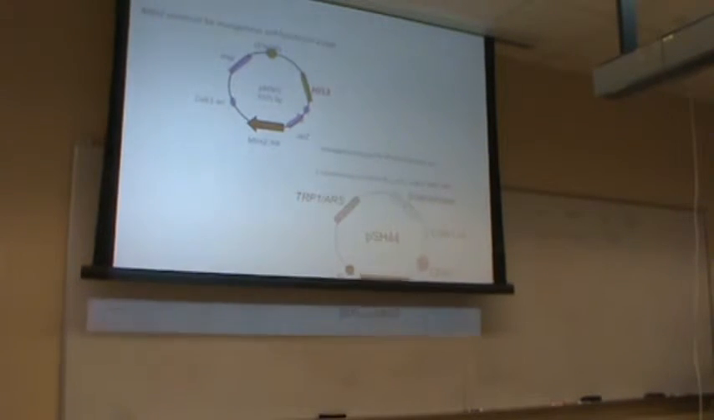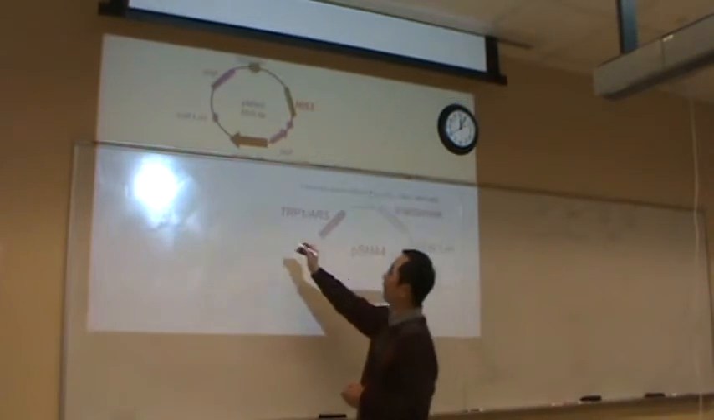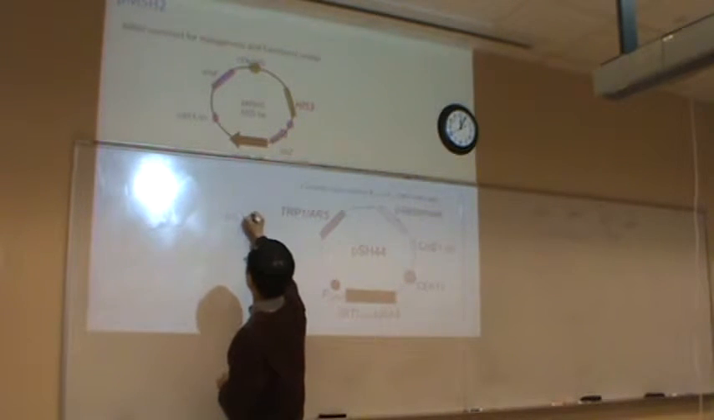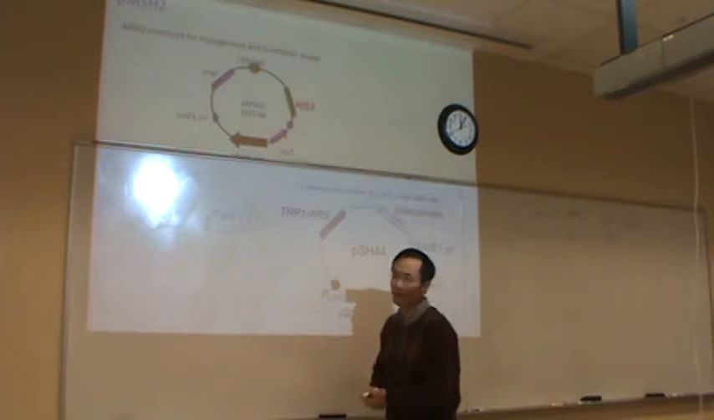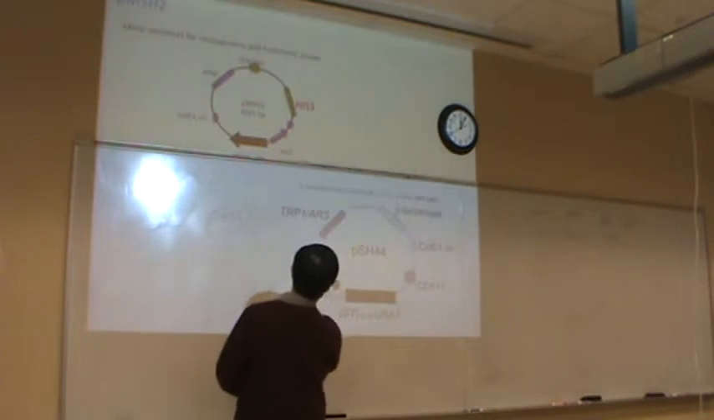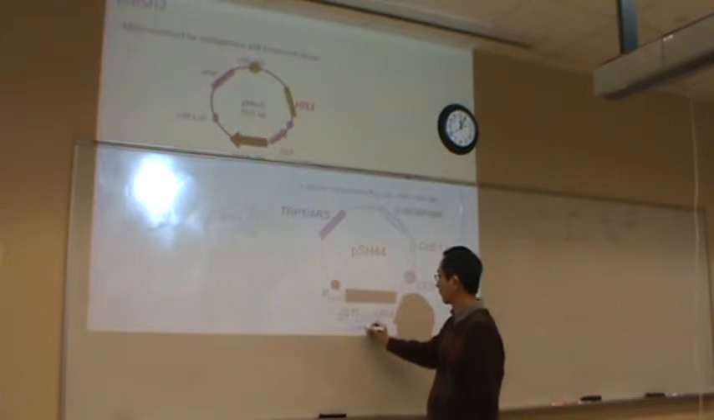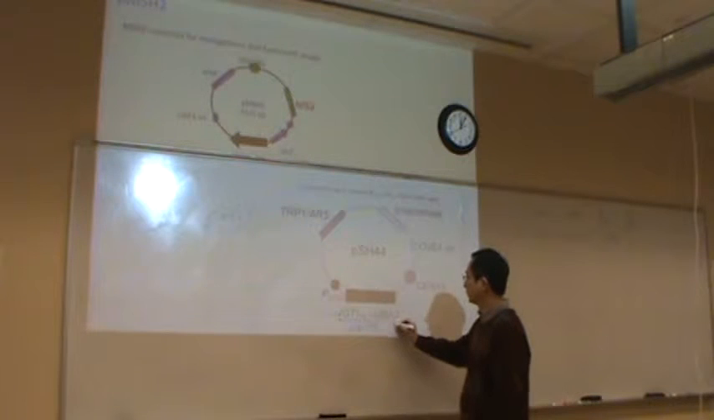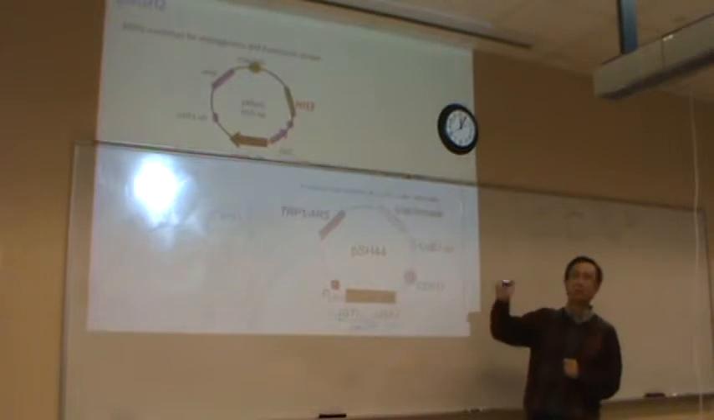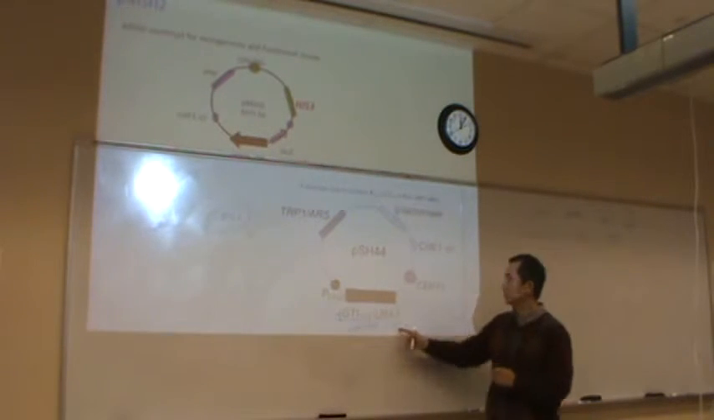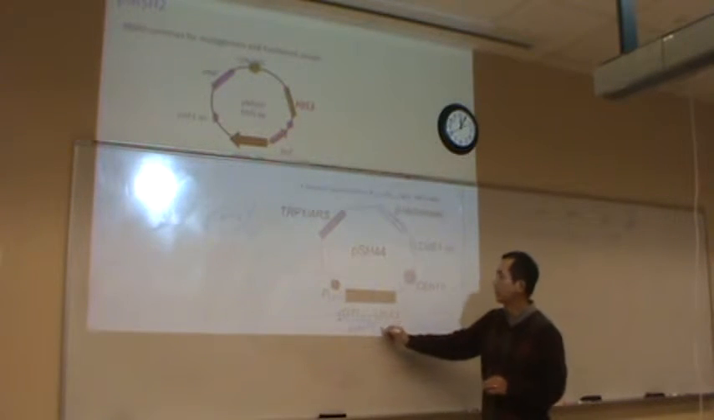So the key idea is we have a bad MSH2. If MSH2 is mutated, it is going to cause mutations in the microsatellite region, a frame shift mutation in front of URA3, and that leads to a URA3 protein which is mutated.